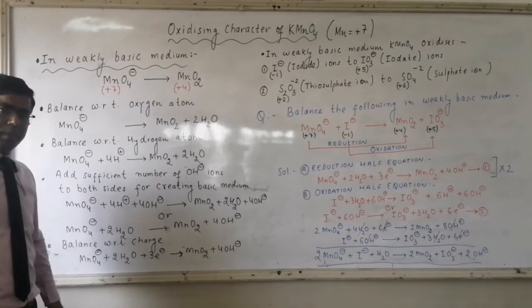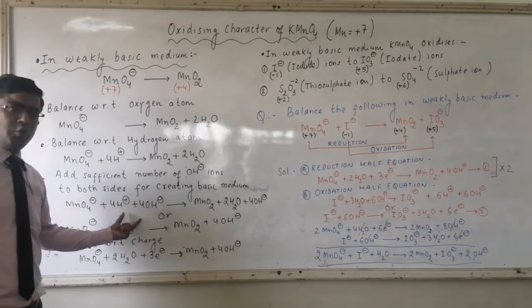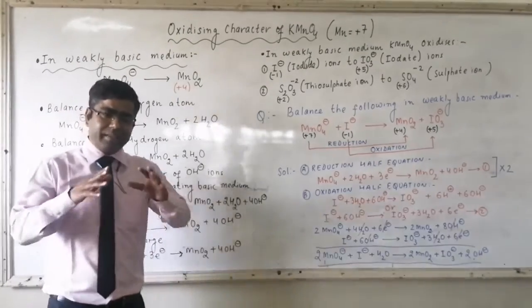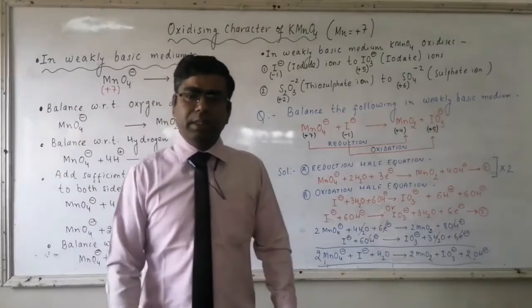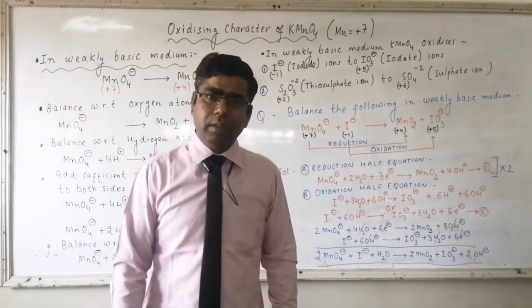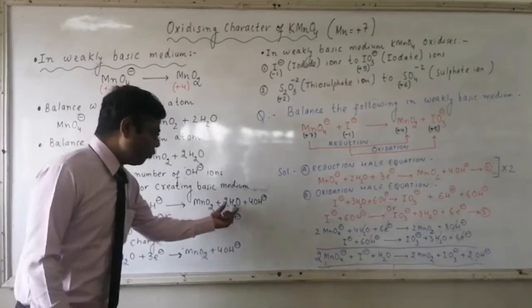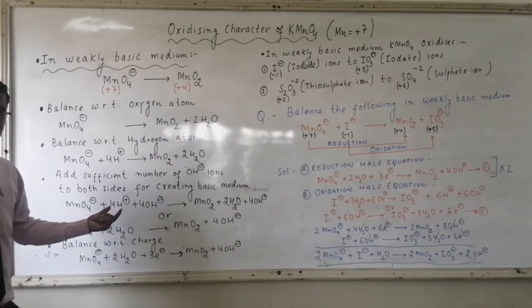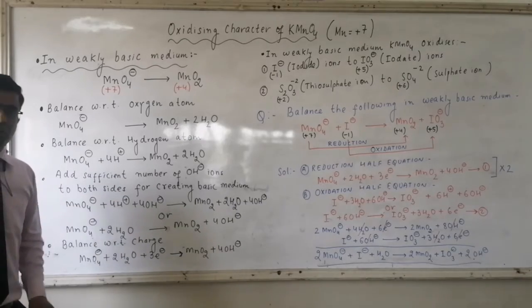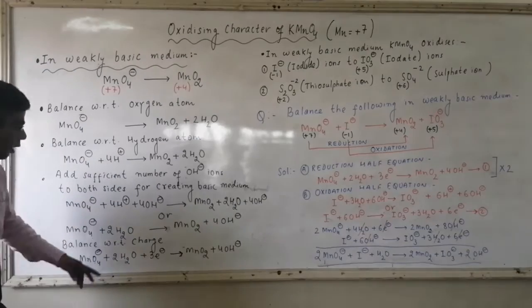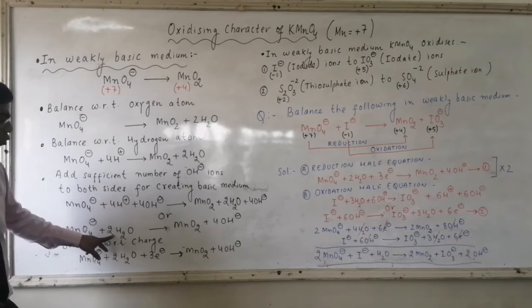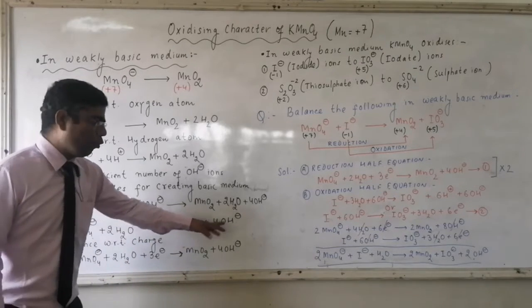Now just compare. Here we will obtain 4 H2O and this side we are having 2 H2O. What we can do? We can cancel out the number of H2O molecules. If we bring 2 H2O molecules to the left hand side, it becomes minus 2 H2O. So 4 H2O minus 2 H2O gives you 2 molecules of H2O. So the equation will be reduced to MnO4 minus plus 2 H2O gives you MnO2 plus 4 OH minus.